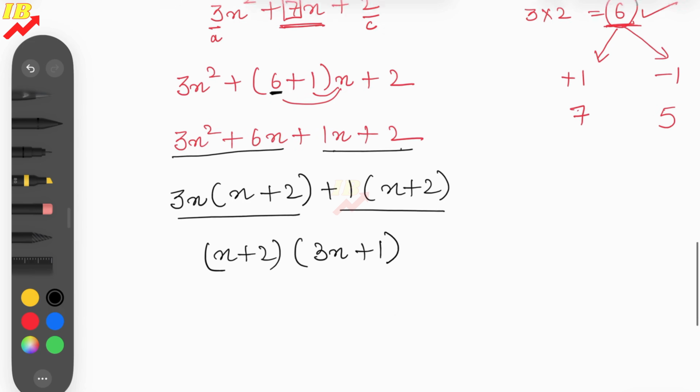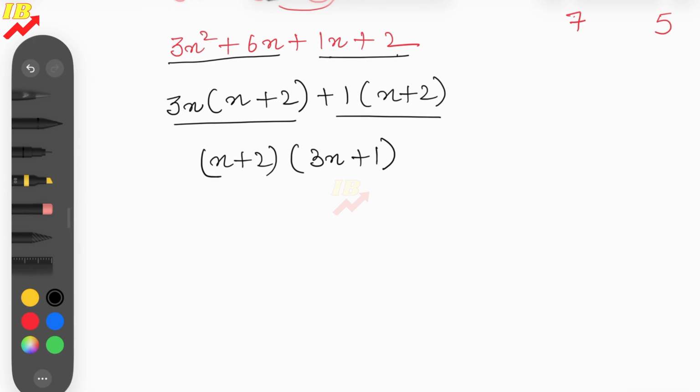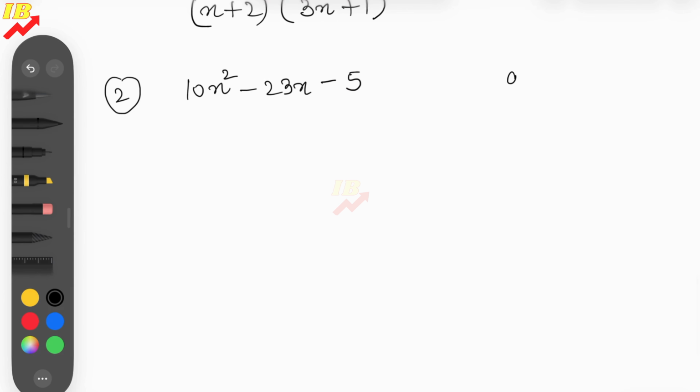Okay, let's take one more question. 10 times x square minus 23x negative 5, right? So let's just take a and c again. So a and c is 10 and 5. Do not take the plus or minus sign along with it, right? You just have to take the numbers only and multiply them. I'm getting 50. Now for 50, I cannot see any number lesser or greater. I am not seeing 49 or 51 in the middle value, right?